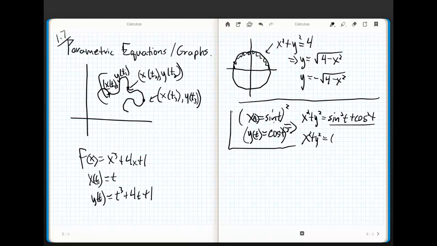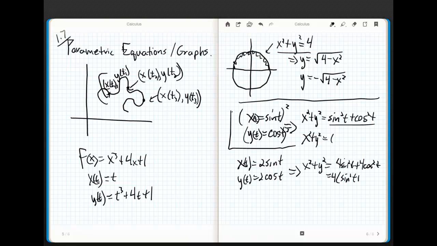Now, can you see what I would need to do to make my circle of radius 2? Well, let's check it. If I let x of t equal, what do you think? I'm going to square everything, and what I need is a 4 over here. So wouldn't I just have to go 2 sine of t, and y of t equals 2 cos of t? Then wouldn't I end up with x squared plus y squared equals 4 sine squared t plus 4 cos squared t? Factor out the 4, and you get sine squared t plus cos squared t, and voila. Guess what? You have a circle of radius 2.